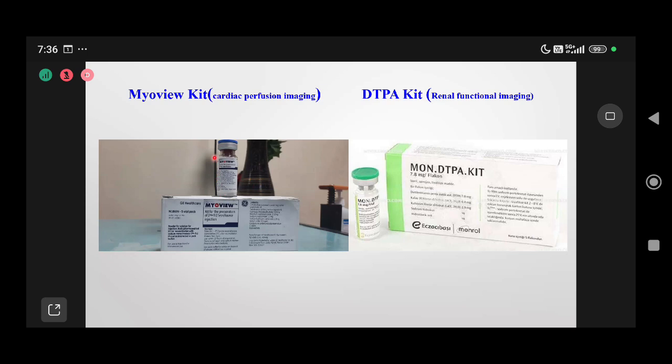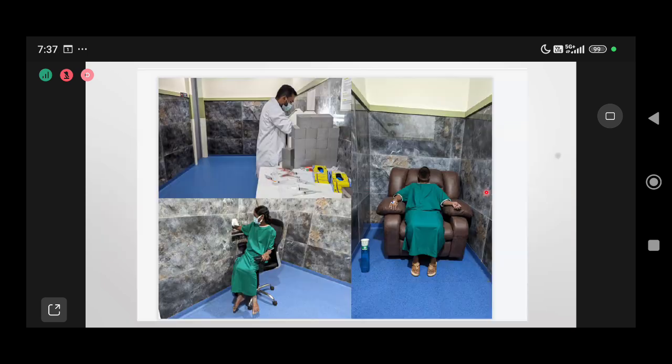Then the scans will be acquired. In cardiac imaging, I will acquire the cardiac part. This is a DTPA kit. I will tag this DTPA to the technetium. Then it becomes technetium DTPA, and it will be injected into the patient. This DTPA helps to localize or to see the function of the kidneys. And technetium gives the radiation, which will be captured by the detectors in the gamma camera.